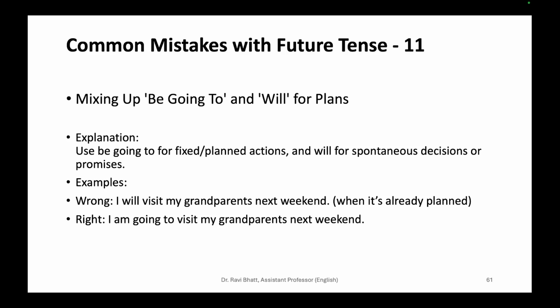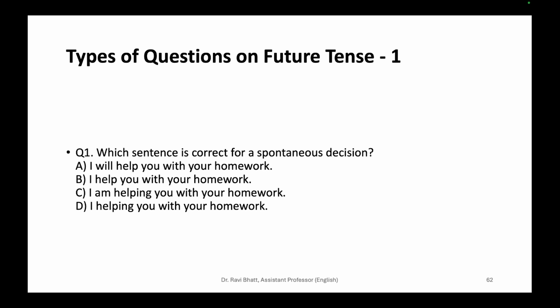So, let's begin with some of the practice questions. Now, types of questions on future tense. One. Now, question one. Which sentence is correct for a spontaneous decision? A. I will help you with your homework. B. I help you with your homework. C. I am helping you with your homework. D. I'm helping you with your homework.